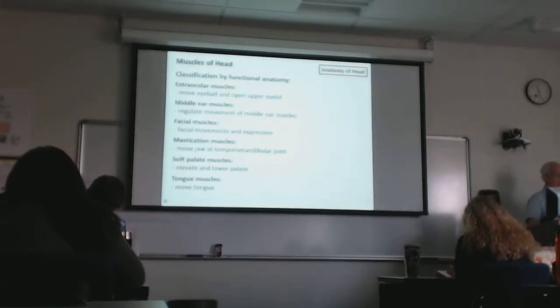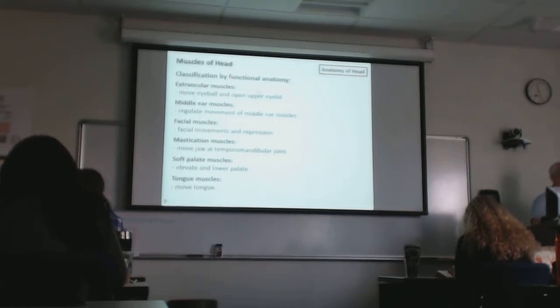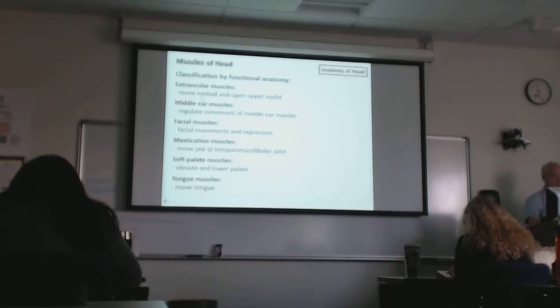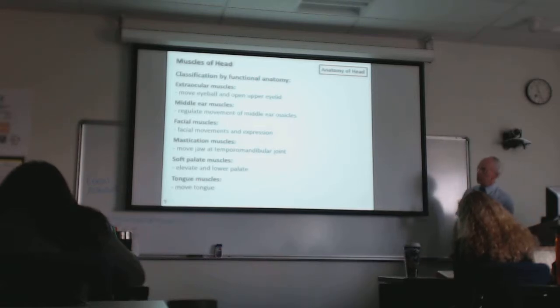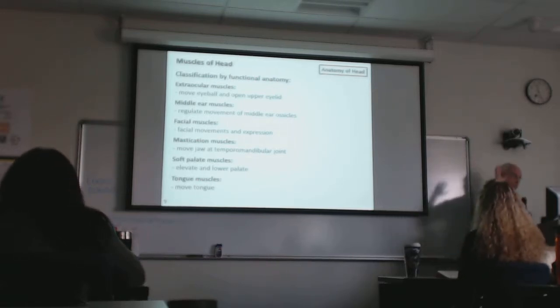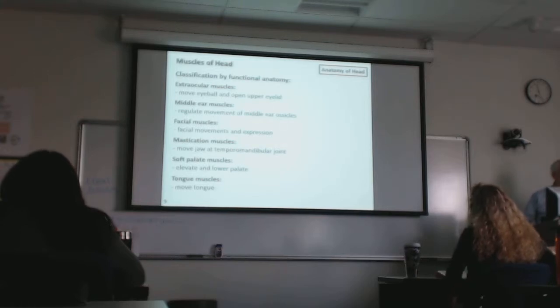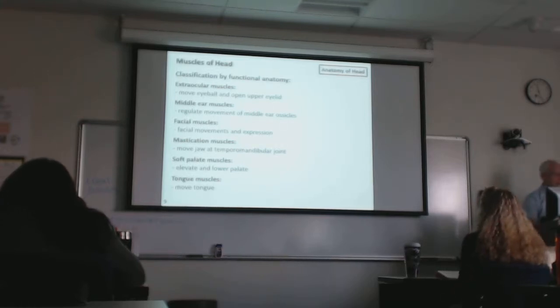The muscles of the head are classified in a variety of ways. We talked about the extrinsic muscles of the eye, extraocular muscles. We talked about the intrinsic muscles of the eye. There are some odd little middle ear muscles that help, as we've indicated, to dampen and regulate the movement of the bones inside the middle ear. We're mainly going to be focusing on the facial muscles, and to a lesser extent the muscles of mastication.